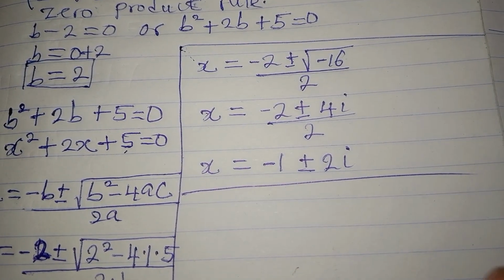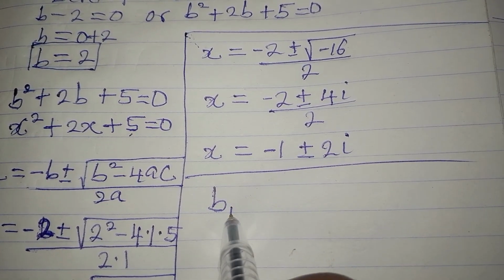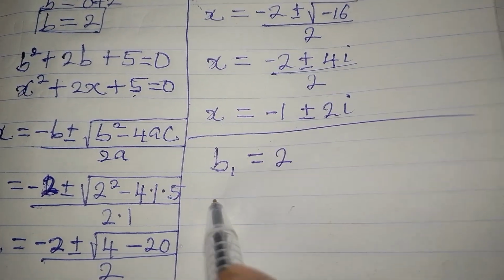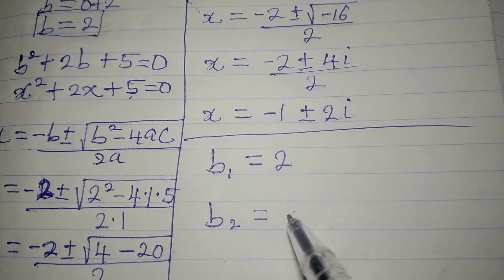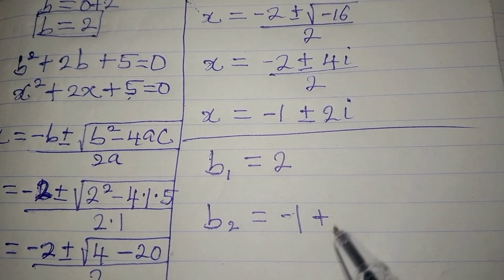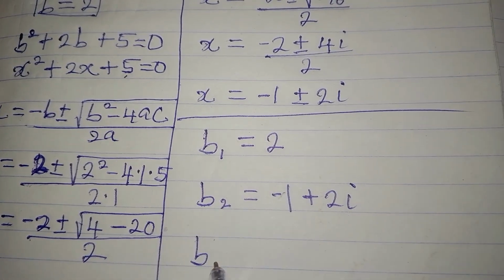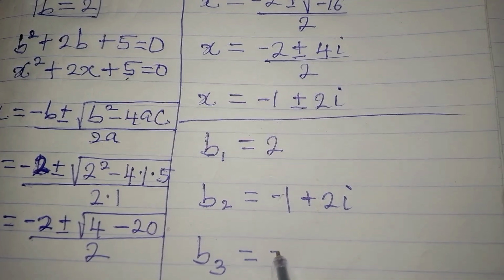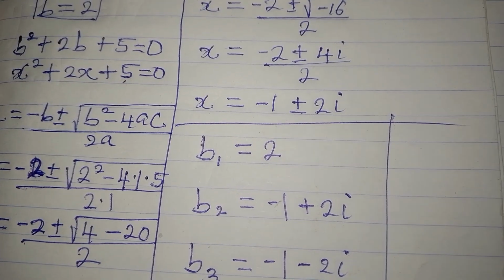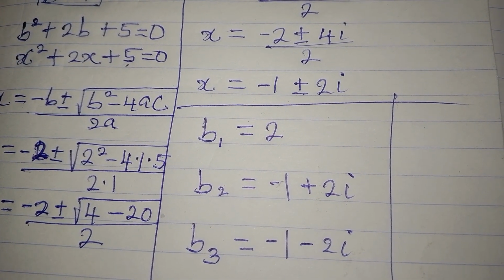So if we want to bring the three solutions together, we will say that the first solution is b1, which is equal to 2, if you can remember. Then our b2 is equal to minus 1 plus 2i. And then the other one is b3, which is equal to minus 1 minus 2i. So these are the three solutions to the given equation. Thank you for watching.